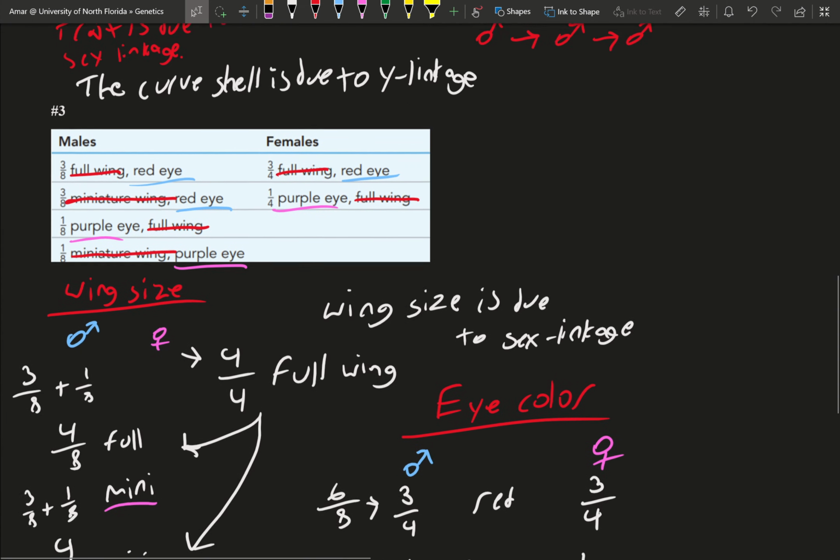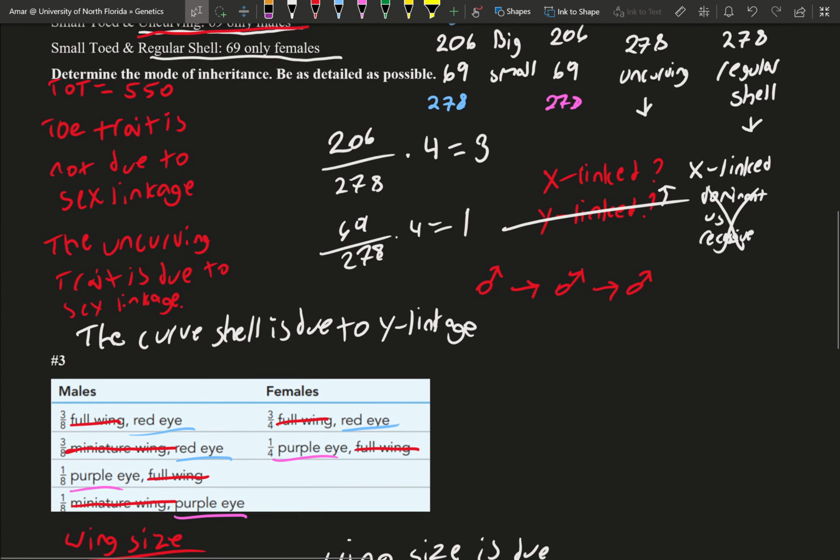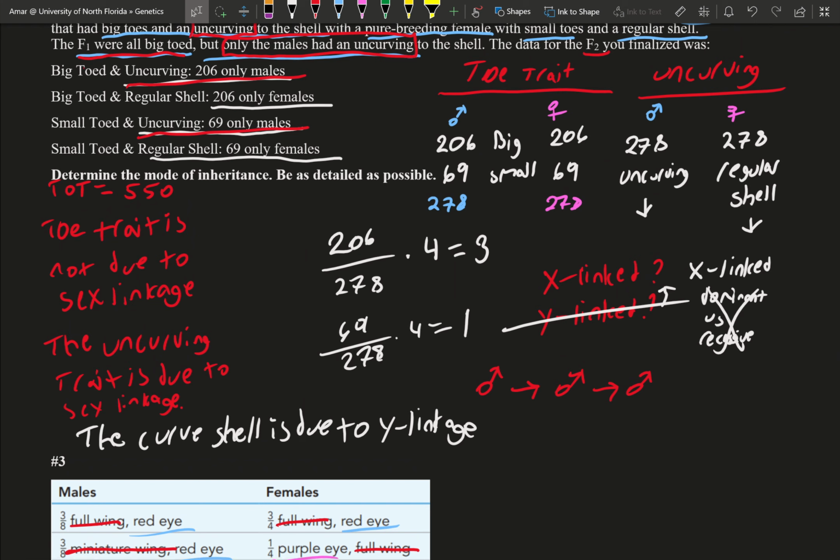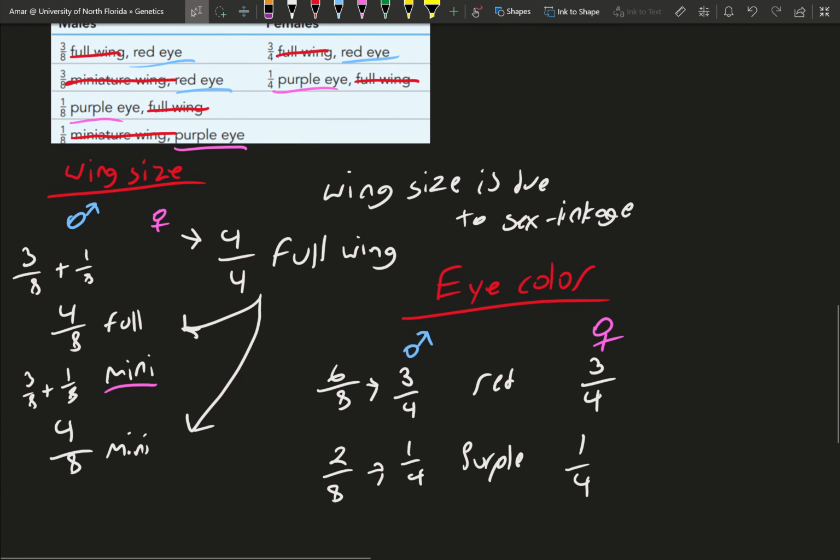And that's basically it. That's how you do these problems. They're pretty simple. As soon as you get the hang of it, always make sure to make your traits independent of one another because of the law of independent assortment, and then you can get to these answers pretty easily. That's it.